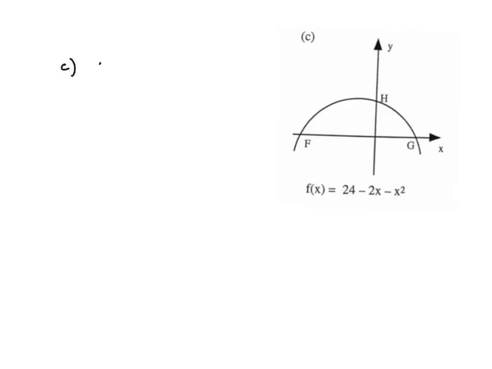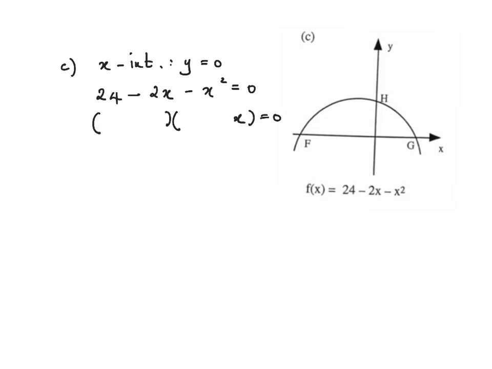Part C, the x-intercepts occur when y equals 0. So 24 minus 2x minus x squared equals 0. We don't need to turn the equation round, we can factorise it as it is. x and x, now we want the factors of 24, which will give us a 2 if we add or subtract, so 24 and 1, 12 and 2, 8 and 3 and 6 and 4.